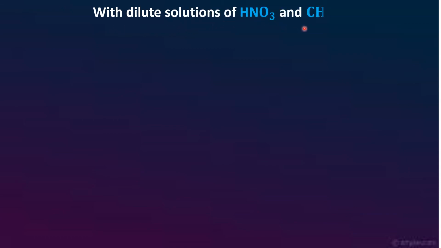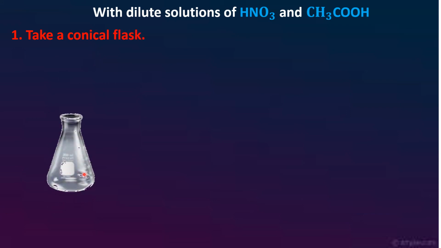Now let us try with other solutions. The next solutions I am taking are dilute HNO3 and dilute CH3COOH. That is nitric acid and acetic acid solutions, dilute solutions. Same as before, we have to take a conical flask for both of them, and then we have to add the dilute solutions to the conical flasks. Okay, conical flask. Now we'll take a few ml of the dilute nitric acid into the conical flask.